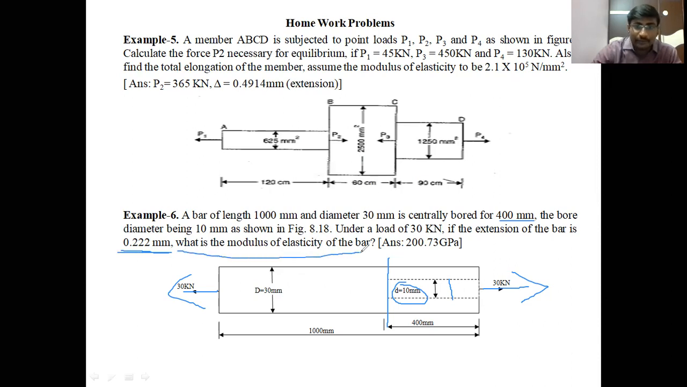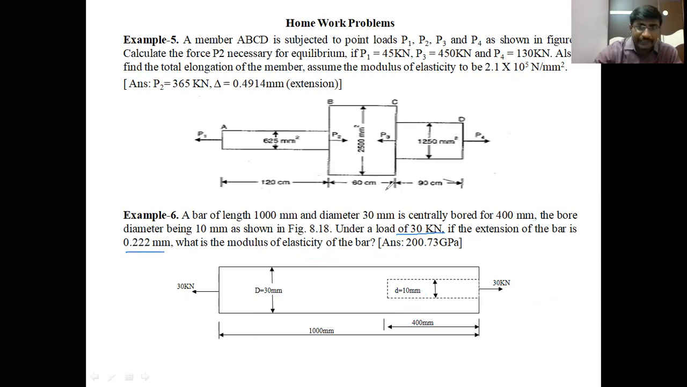Here in this problem, we have to calculate the capital E value. E means Young's modulus, or modulus of elasticity. What is the Young's modulus of this bar if it extends 0.222 mm by applying 30 kilonewtons? Clear? This problem is also under the principle of superposition.